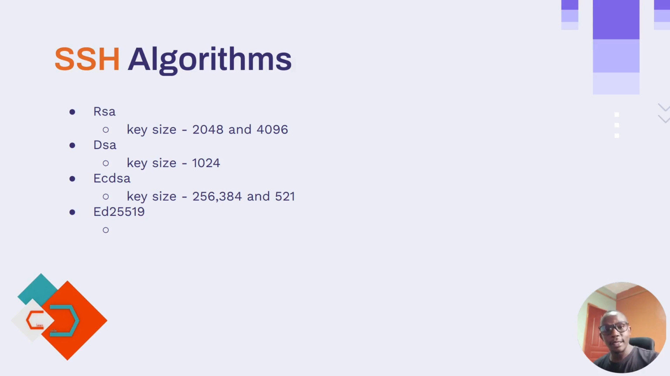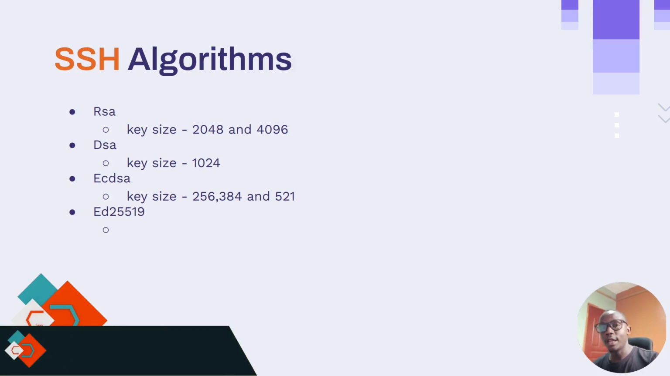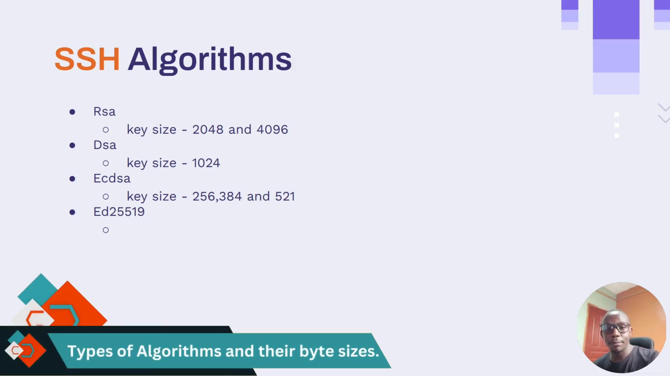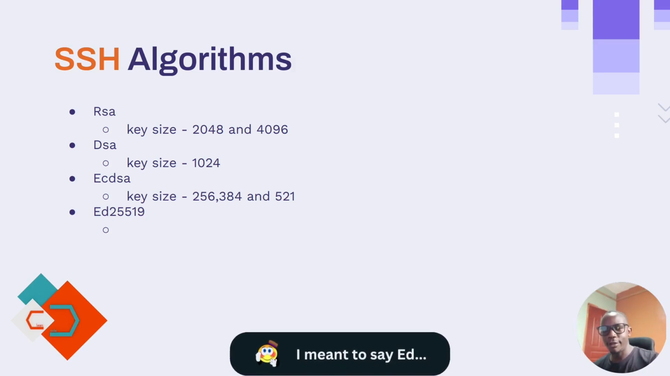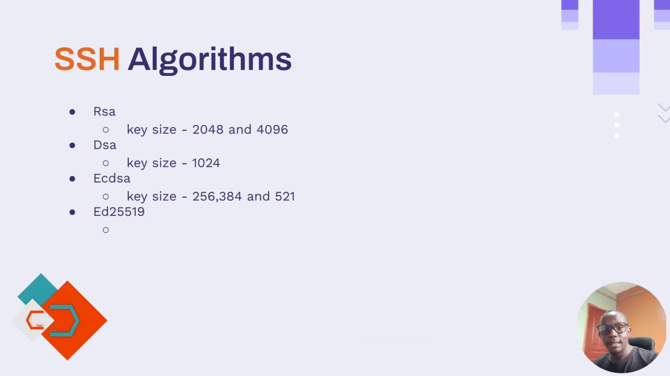Now, SSH provides us with 4 algorithms that we can use to actually generate these private and public key pairs. Okay, so these algorithms are RSA, DSA, ECDSA, and EC25519. Each algorithm has a set of key size options with which you can generate the private and public key pairs. So for example, for RSA, you can generate keys of sizes 2048 or 4096 bytes.